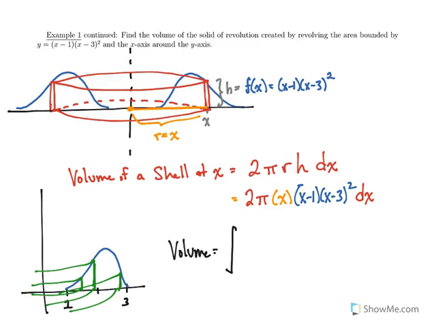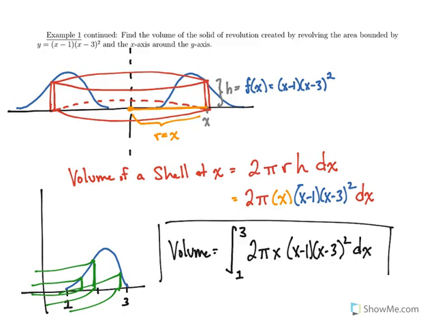So the volume total is going to be the integral from 1 to 3. We're going to have a shell for every x value in between 1 and 3, where the volume of each of those shells is going to be 2 pi x times x minus 1 times x minus 3 squared dx. And we'll leave that as our answer right now. We could find that it's a fairly straightforward integral as long as we multiply all those terms together. Factor the 2 pi out in front.